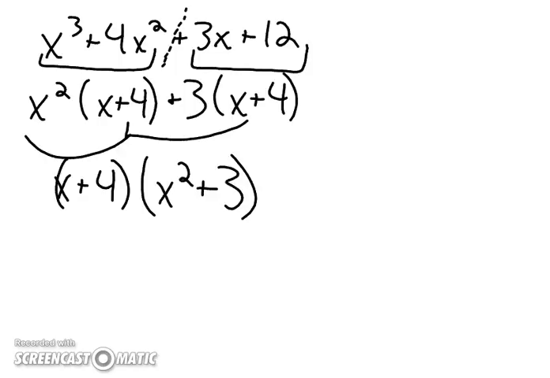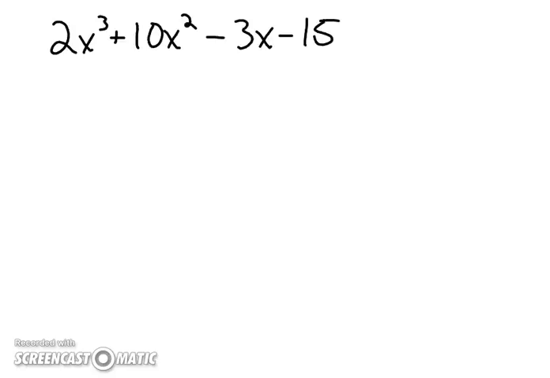We're going to do one more here, and then I will let you get to work on some of the book work and your textbook work and such. So, the next problem is going to be 2x cubed plus 10x squared minus 3x minus 50. Okay? So again, this has 4 terms. It should scream factor by grouping to us.